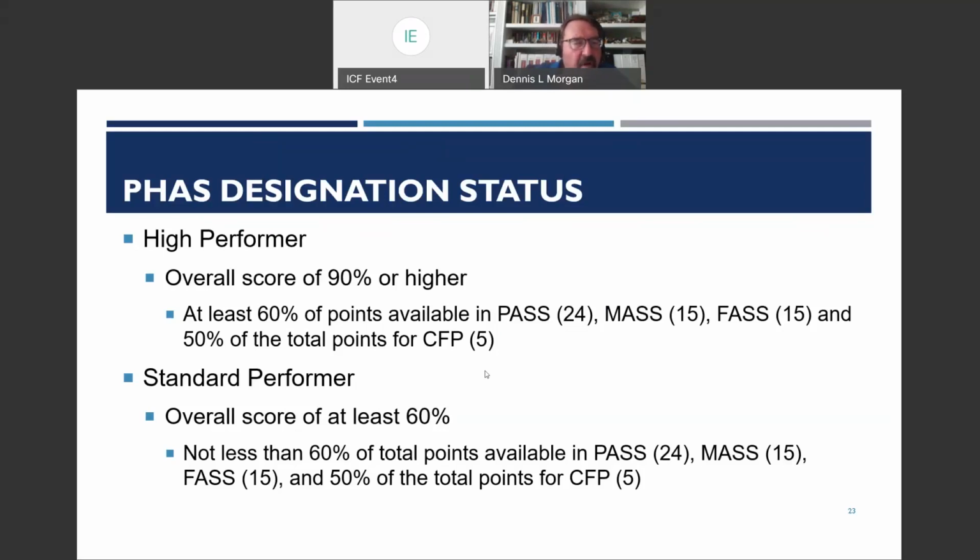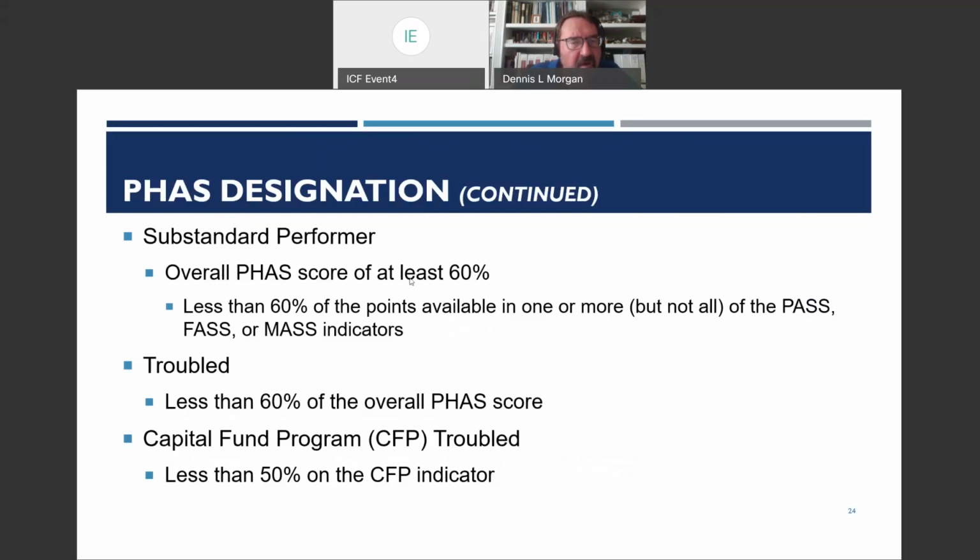A standard performer says I have an overall score of 60, and not less than 60% under, again, the physical, the management, and the financials. And then I'm also getting at least 50% of the total points under the cap fund. So the same form of standard as well. A substandard says I've got an overall score of 60, but I've got a sub-indicator, the physical, the financial, or the management, falling below 60% of the potential points available.